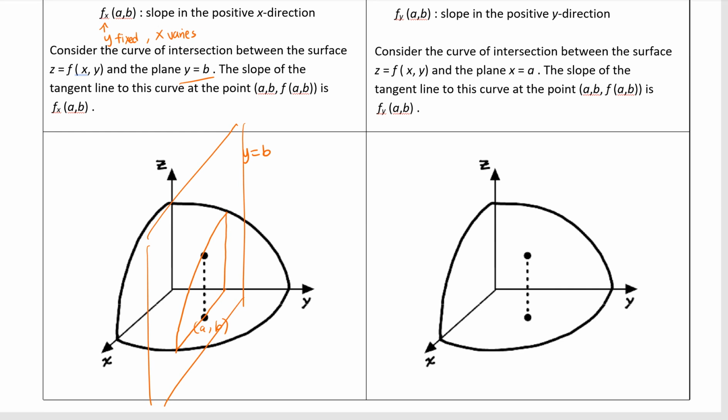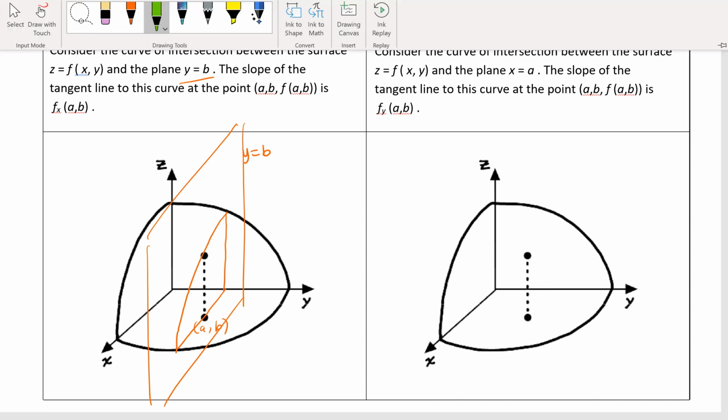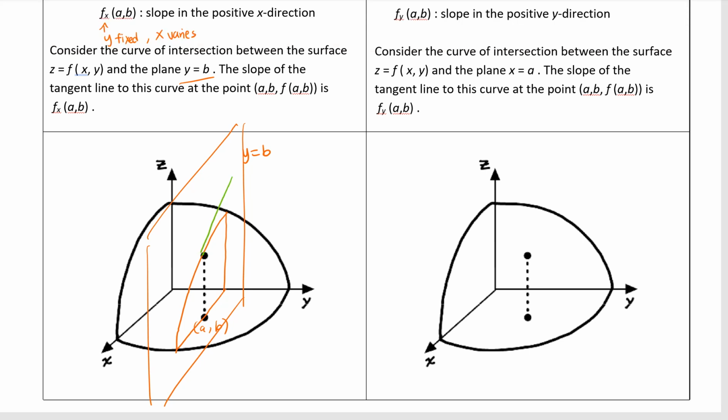Then the slope of the tangent line to this curve at that point is the partial f partial x. So the tangent line is right here. Okay, so the slope of this tangent line is partial f partial x evaluated at the point (a, b). So far, so good. So we also say this is the slope in the positive x direction. Okay, let's continue.